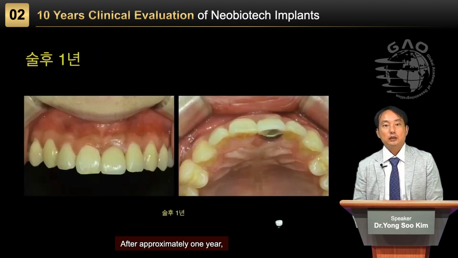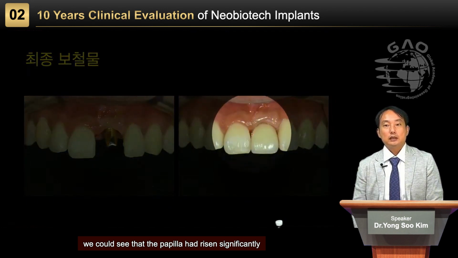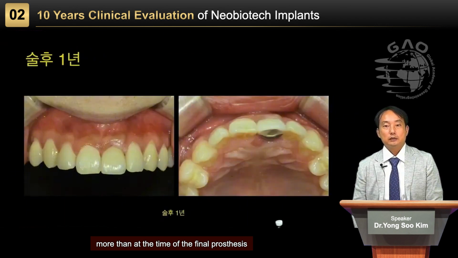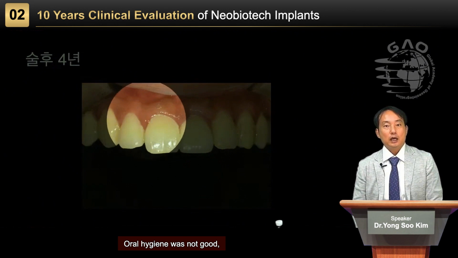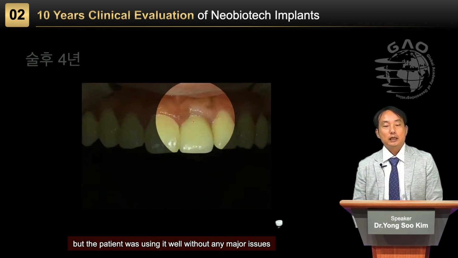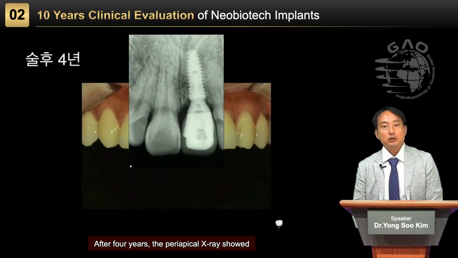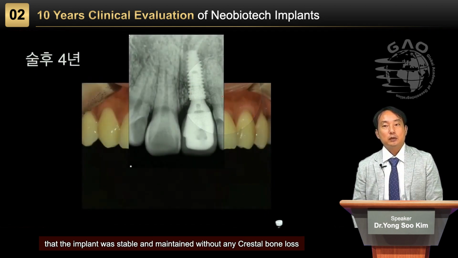After approximately 1 year, we could see that the papilla had risen significantly more than at the time of the final prosthesis. During the visit after 4 years, oral hygiene was not good, but the patient was using it well without any major issues. After 4 years, the periapical X-ray showed that the implant was stable and maintained without any crestal bone loss.